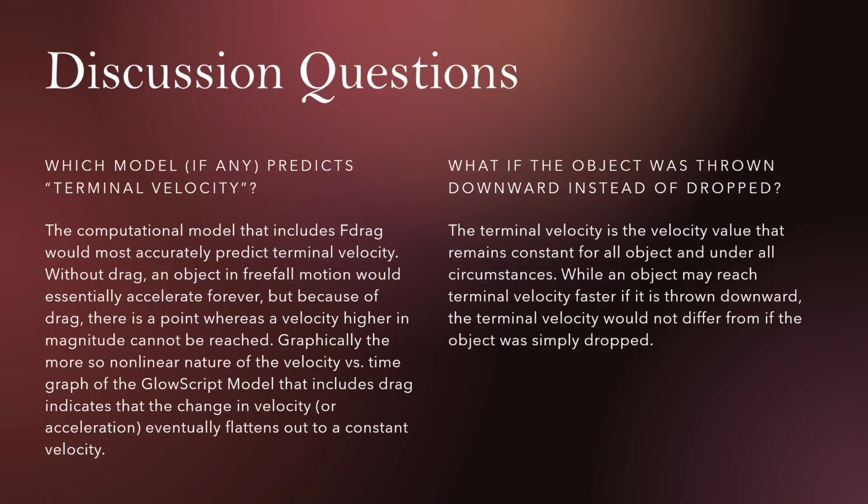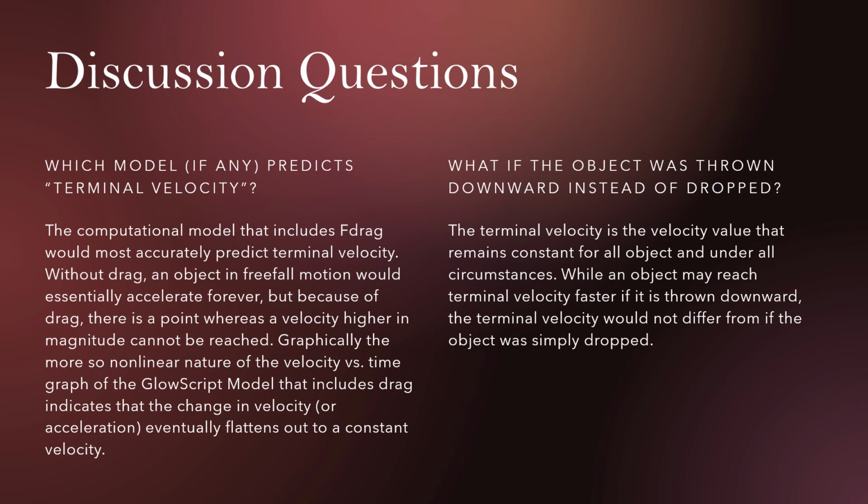Finally, we have the discussion questions. The computational model that includes F of drag would most accurately predict terminal velocity. Without drag, an object in freefall motion would essentially accelerate forever, but because of drag, there is a point where a velocity higher in magnitude cannot be reached. Graphically, the nonlinear nature of the velocity versus time graph of the GlowScript model that includes drag indicates that the change in velocity, or acceleration, eventually flattens out to a constant velocity, indicating terminal velocity.